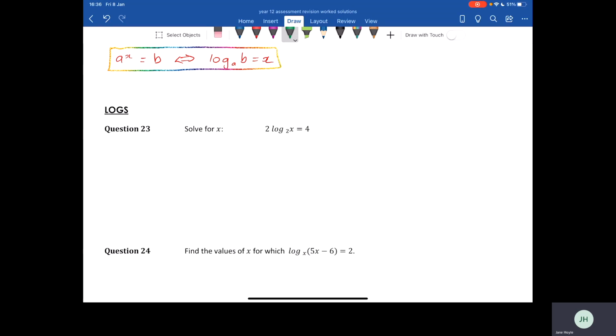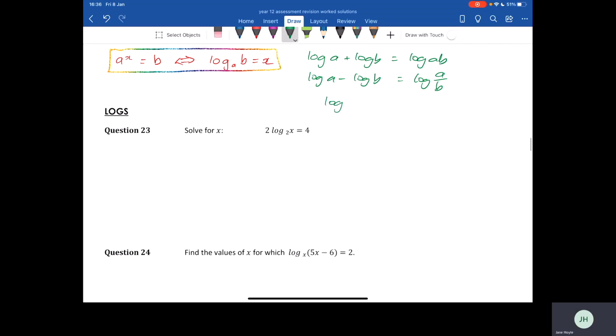So as well as that, we have got the log rules. The log rules essentially come from the index rules. Log of a plus log of b, we can write as log of ab. We know that log of a minus log of b is equal to log of a over b. And then we also know that log of a to the power of n is equal to n log a. And every single one of those has to be in the same base.